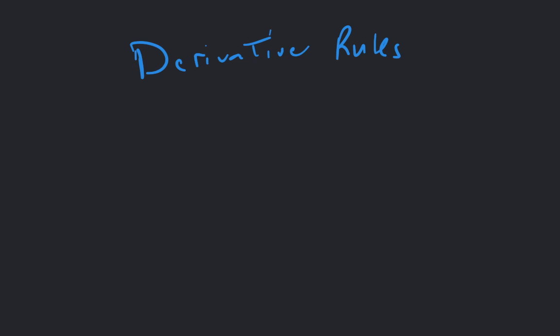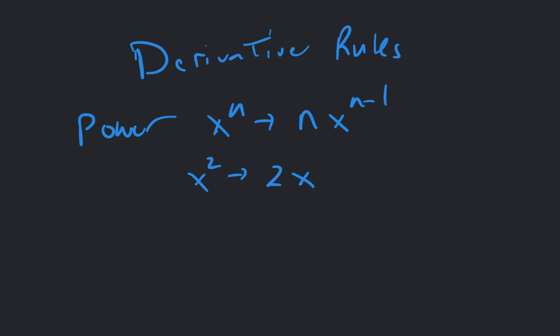Derivatives follow certain rules. I won't be proving any of them. It's too much work. But there's the power rule. If we have x to the n, then the derivative would be n x to the n minus 1. For example, for x squared, we had 2x to the 2 minus 1, or 2x to the 1, or just 2x.